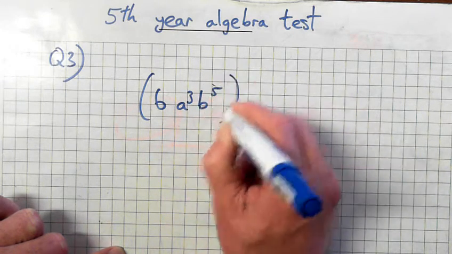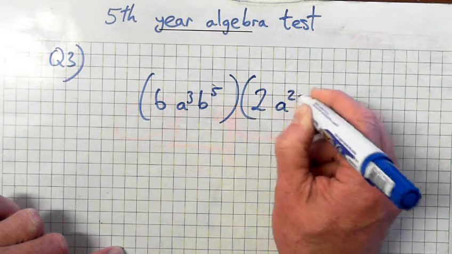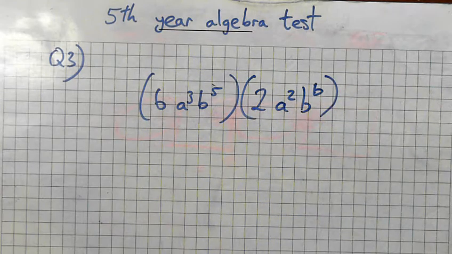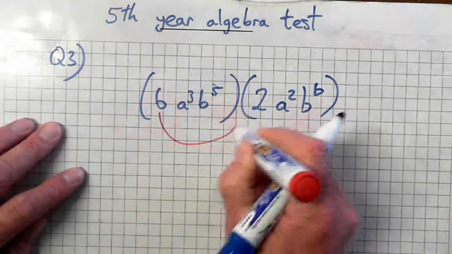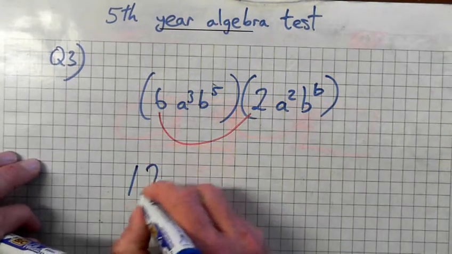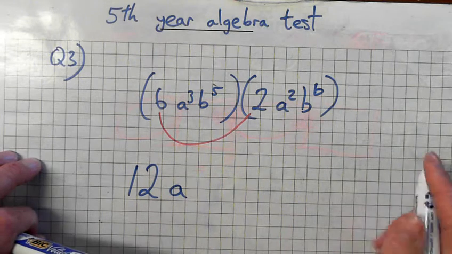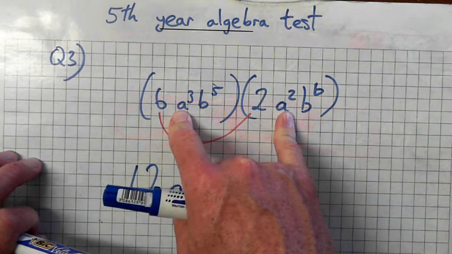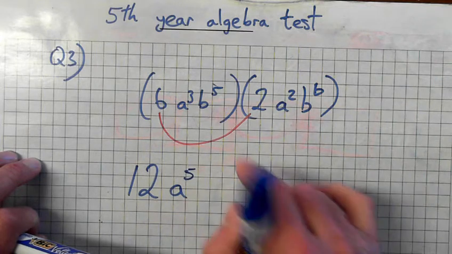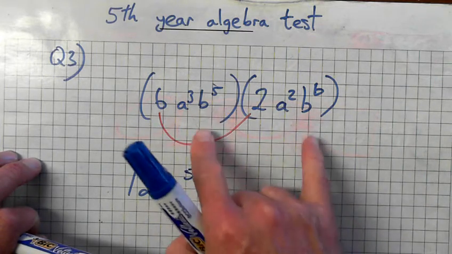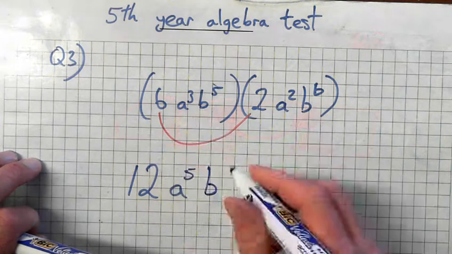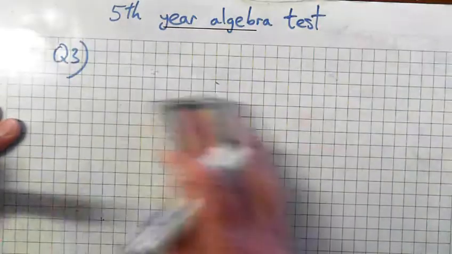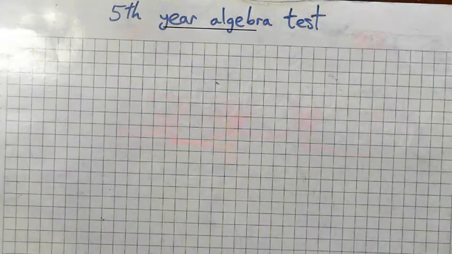6a to the 3, b to the 5, times 2, a to the 2, b to the 6. Some people made basic errors here. So first of all, 6 times 2 is 12. Now write down a. So when you're multiplying them, what do you do? Add the powers. And b, when you're multiplying them, add the powers. That's 11. That's question 3.